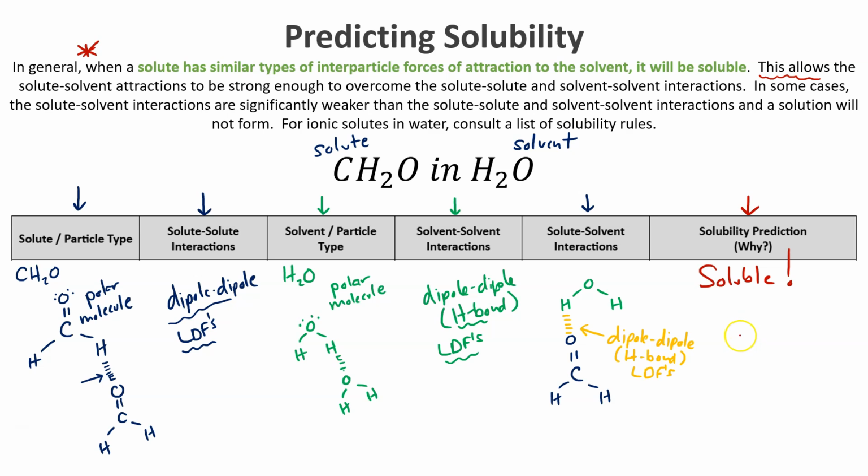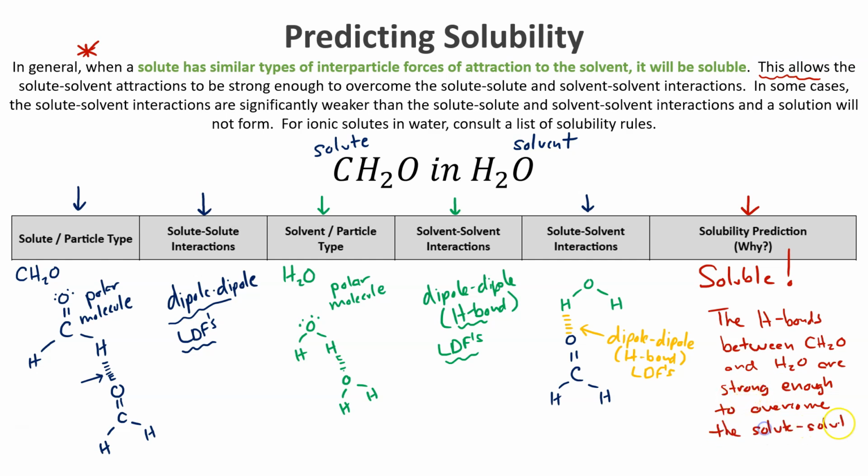Let's sort of summarize that in some brief language here. So we'll start by saying the hydrogen bonds between CH2O and H2O. Notice we're being specific about which bonds we're talking about. It's these ones in orange, the forces between the solute and the solvent. And then we're going to clarify that we know these are going to be likely strong enough to overcome the solute-solute interactions and the solvent-solvent interactions. And that is how you can predict solubility.